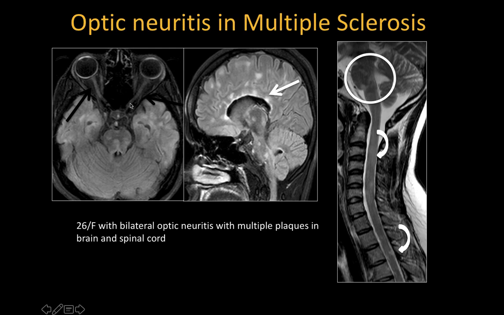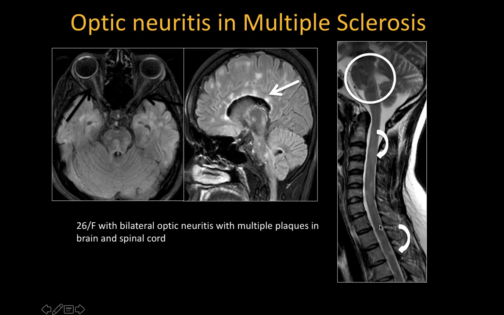Now, again, this is another case, a 26-year-old female who had bilateral optic neuritis and had multiple plaques in the brain as well as in the spinal cord. So, this is classically called Dawson's fingers because the plaques are perpendicular to the lateral ventricle and they also involve the corpus callosum. In the brain, we also see plaques in the brainstem, and plaques are seen in the spinal cord.